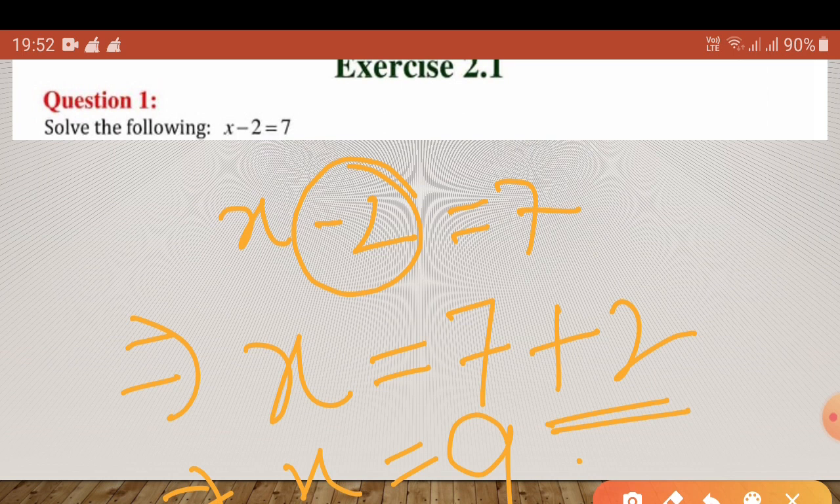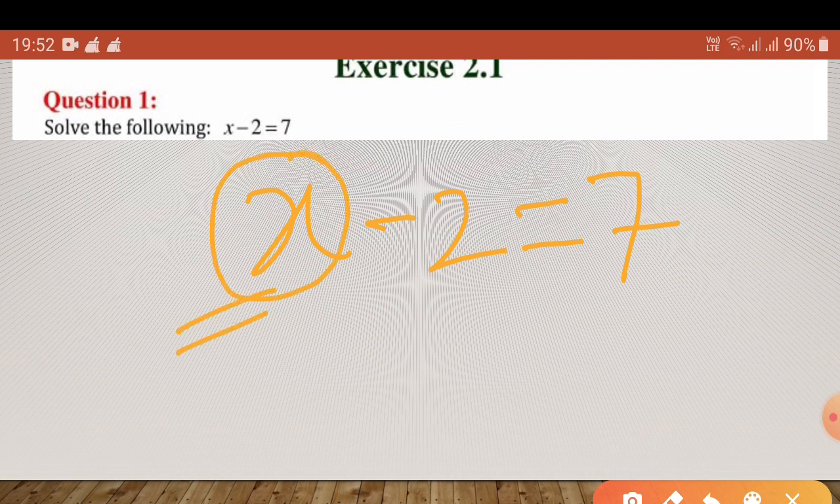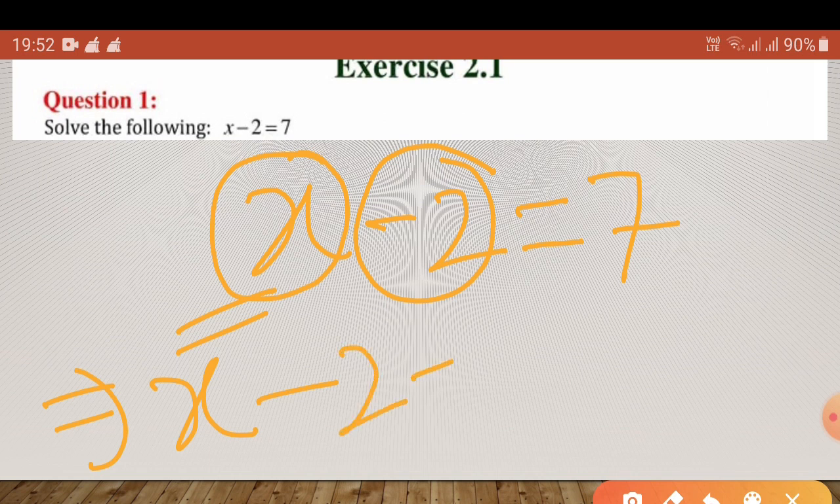You can transpose it, or we can use another method. The equation is x minus 2 equal to 7, and we have to find the value of x. To find the value of x, we have to omit or minimize this minus 2. So we can add plus 2 on both sides of the equation. Here it will be x minus 2 plus 2, and on the right side 7 plus 2, and the condition is we are adding 2 on both sides.